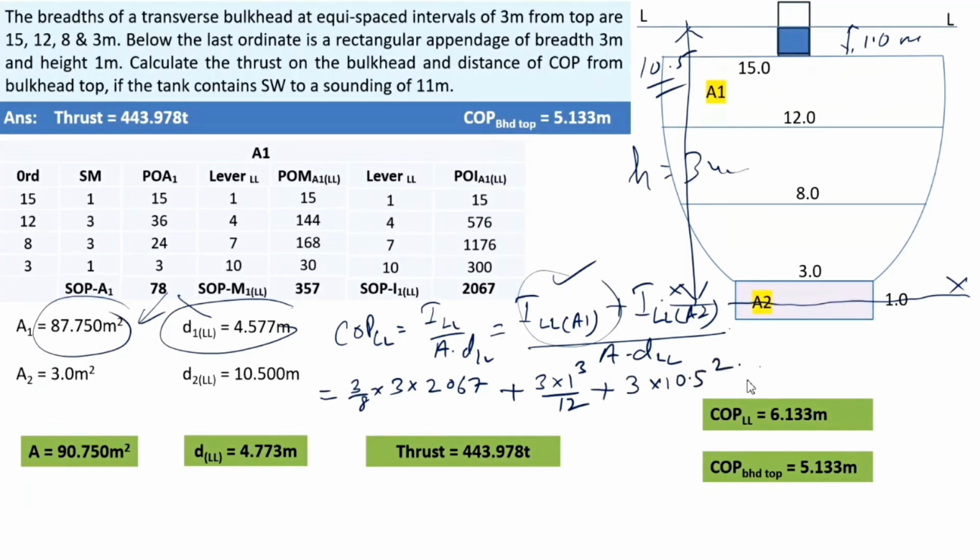I'm sure by now you can understand these shortcuts that I'm taking. Everybody understands this? This is the rectangle moment of inertia taken to LL through the theorem of parallel axis, right, guys? And divide by A and DLL and you'll get the answer. So this is also you have to complete. I have given you the intermediate values for you to validate.